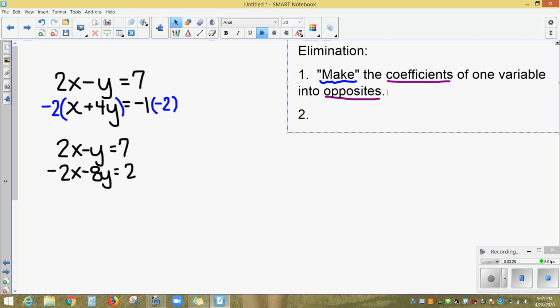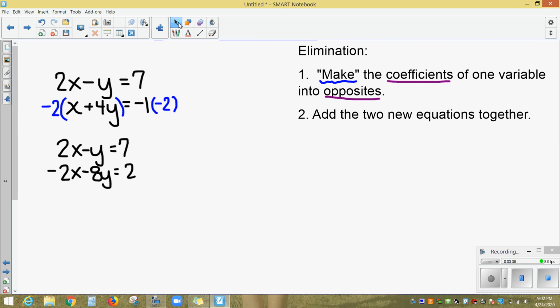Once we've done that, and sometimes we only have to change one equation and sometimes we change both, after we do that, we add the two new equations together. If we add these two equations together, notice what happens to the x's. And this is why we needed opposites. The x's are going to go away, and my new statement says negative 9y equals positive 9. So while we had a different approach, we still accomplished that first goal, and that's to create an equation that only has one variable in it.